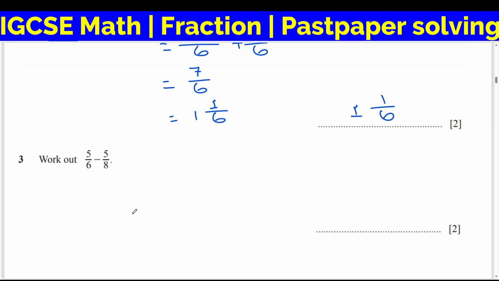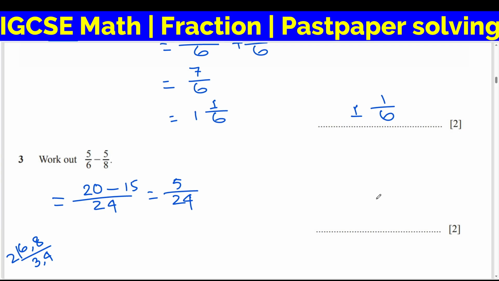Next question, work out 5/6 minus 5/8. So we can make this 6 and 8. What is the LCM? 6 and 8 we can divide by 2. So here is a 3 and here is a 4. So 4 times 3 is 12, 12 times 2 is 24. 24 divided by 6 is 4. 4 times 5 is 20, minus 24 divided by 8 is 3, 3 times 5 is 15. So here is 5/24. This is our answer. Very simple. 5/24.